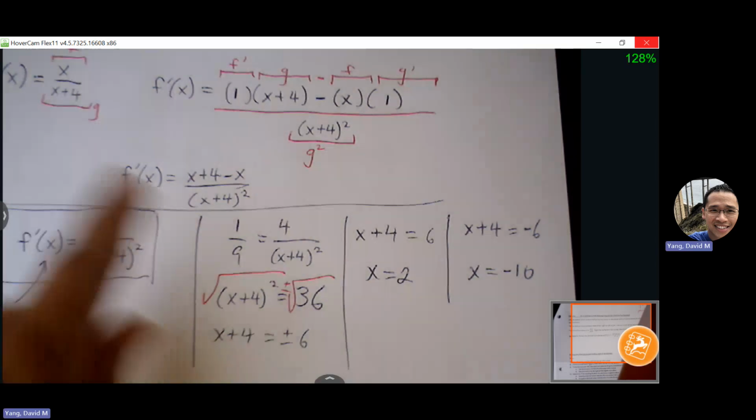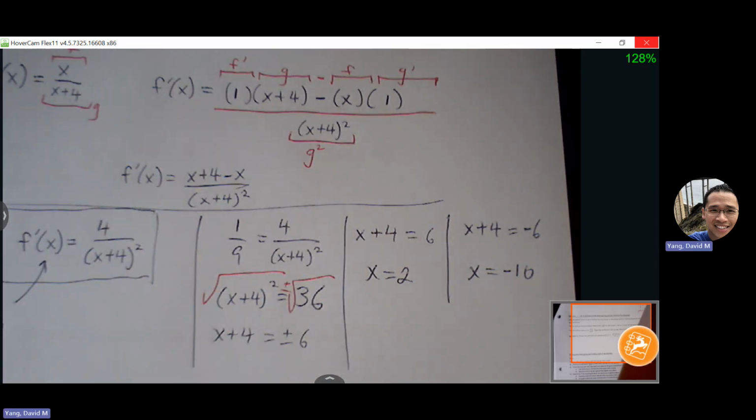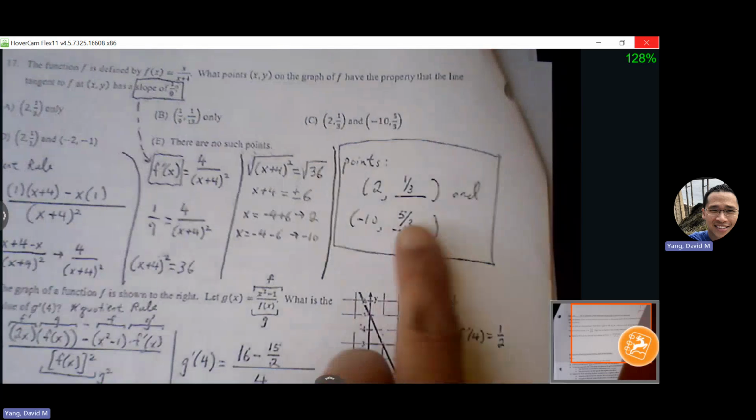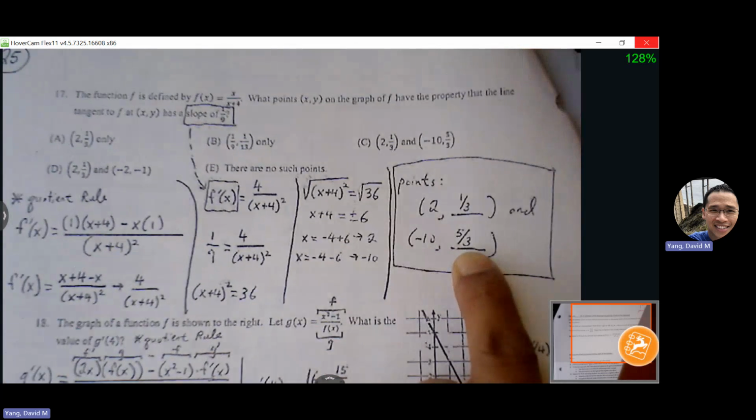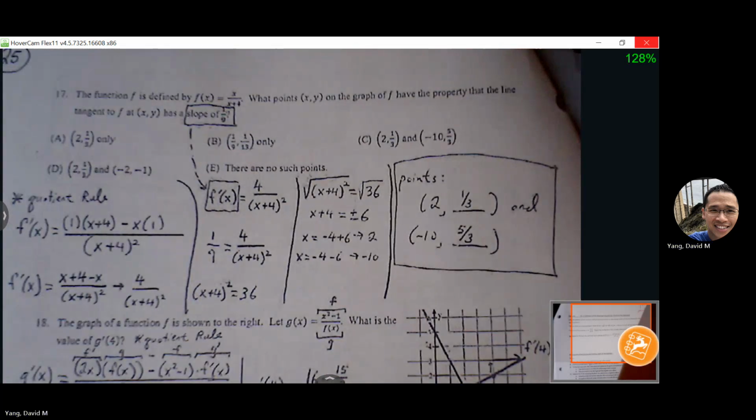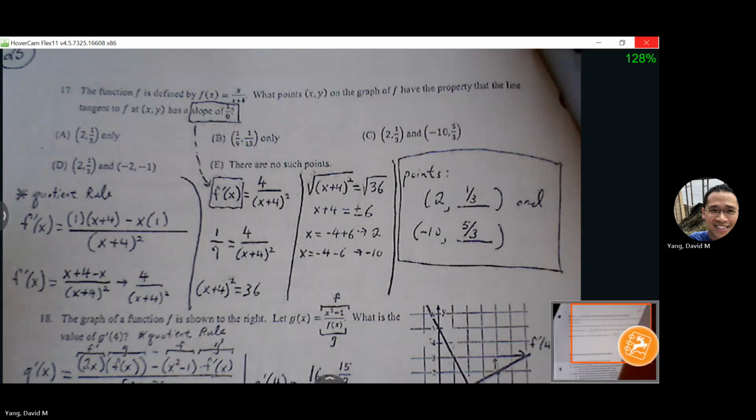Okay, so if I plug 2 into the original function, I'll get 1/3. If I plug -10 into the original function, I'll get 5/3. So my answer choice is C.